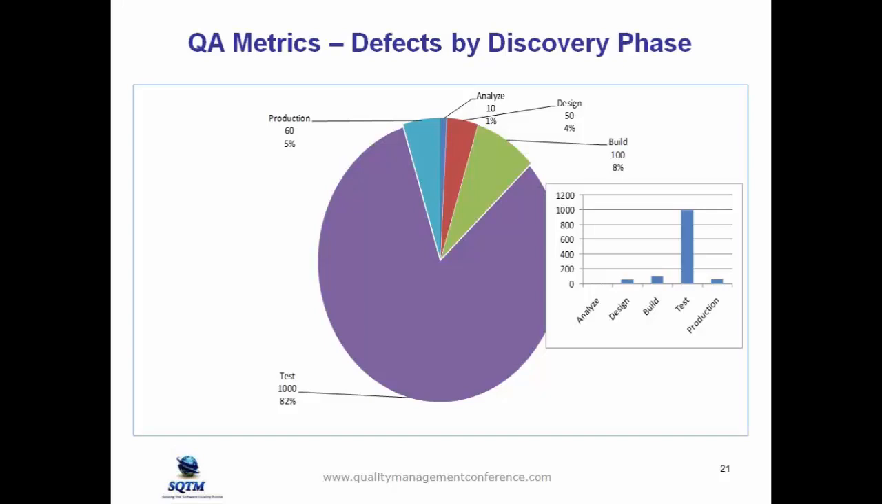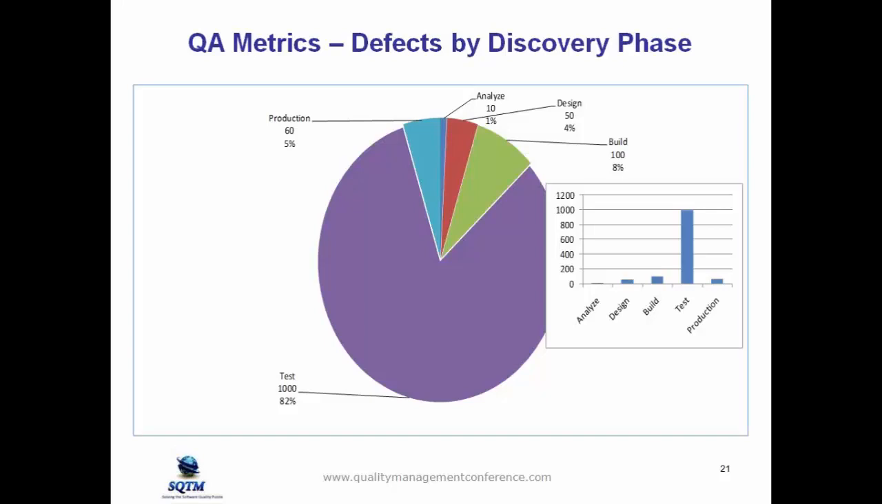Remember, let's go back to the first couple of slides. 40 to 60% of defects originate in analyze and design, but based on this data, a total of 5% of the defects were actually found in those phases. We've got to do a better job of identifying and reporting defects in those earlier phases. The build phase, 8%. There should be more defects that should have been found in that phase before it went into the formal testing phase.